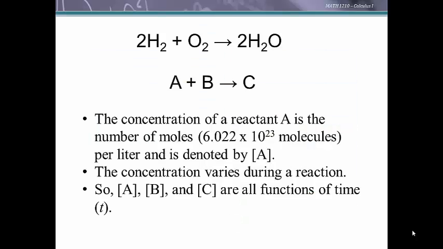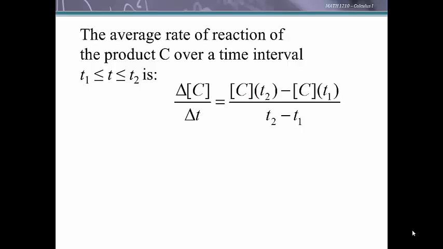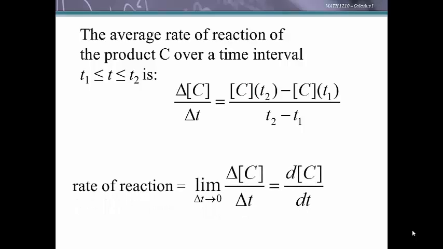In chemistry, if you have the concentration of reactant A, the number of molecules per liter, it's denoted by this bracketed A, and the concentration varies during a reaction. So if we're looking at the concentration of the reactant per liter for A, B, and C, they're all functions of time. The average rate of reaction involves the differences in concentration and the difference in time. If we take the limit as this delta t approaches 0, then we have the derivative with respect to time.